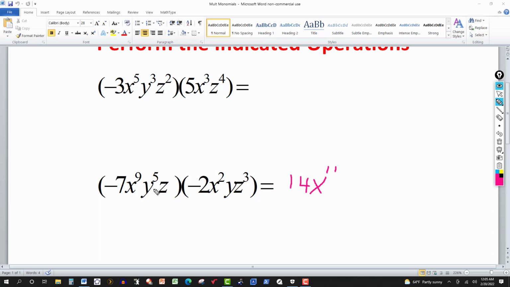Now I have a y to the 5th and a y to the 1st over here. Remember, if it doesn't have an exponent, it's understood to be a 1. So bring down the y.